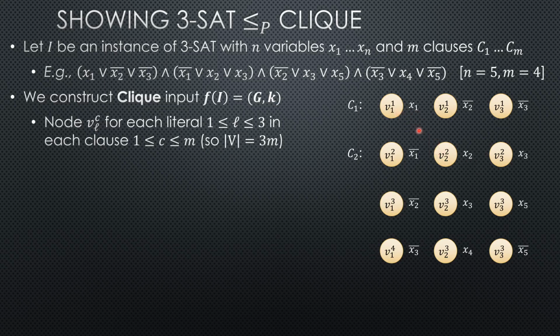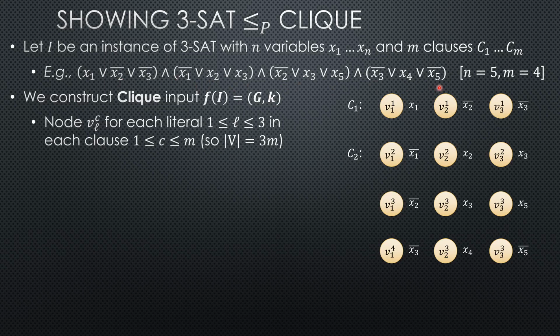I just set both of them to true, and I could simultaneously satisfy those two. So I'd like to add edges between pairs of nodes where I can simultaneously satisfy the literals associated with both of those nodes. But I actually don't want to draw edges between a pair of nodes that are in the same clause, because intuitively, I don't care about simultaneously satisfying multiple literals in the same clause. I want to satisfy literals in different clauses. I want to satisfy all the clauses.